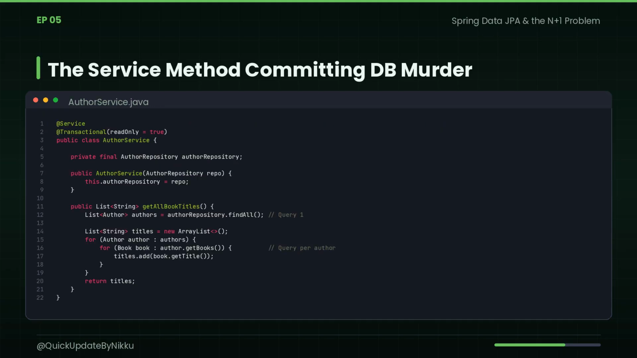This service method is clean, readable, and correctly expresses business intent. A code reviewer might not flag it at all. With 5 authors in a local database, it runs in milliseconds. But every call to author.getBooks triggers a separate select against the database, one per author, and that is the N+1 problem in its purest form.